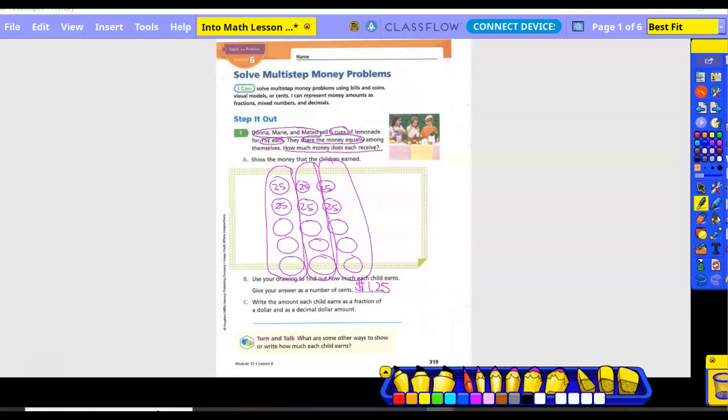So I need a mixed number, right? So what's my whole number? 1. And then 25. And then what's my denominator? 100, right? And then they want it as a decimal dollar amount. So that's our $1.25.